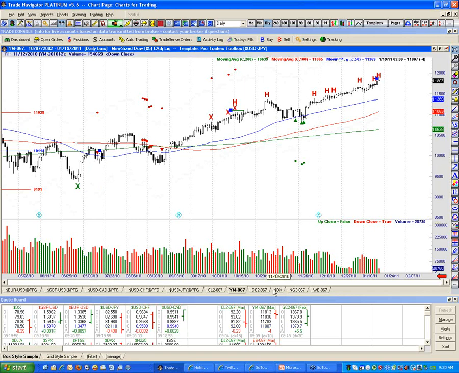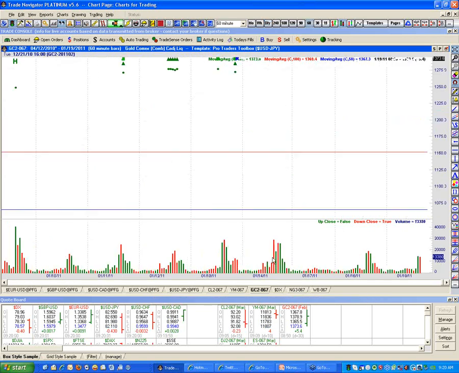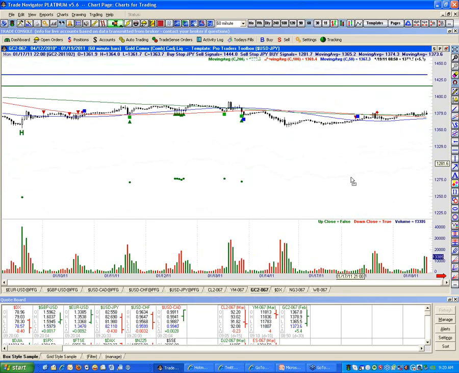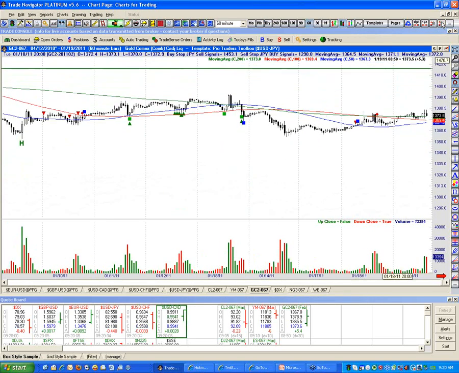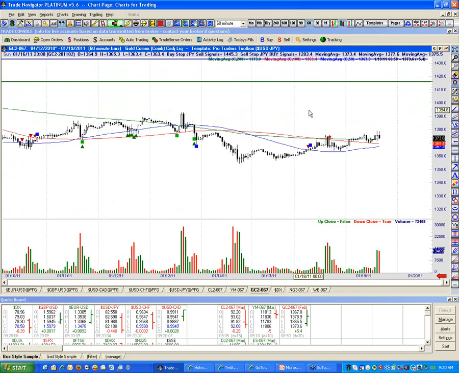Here is gold. Oops, got to move that down just a little bit, lighten that up. And this is a 60-minute gold chart. We can also go with the daily chart for gold.